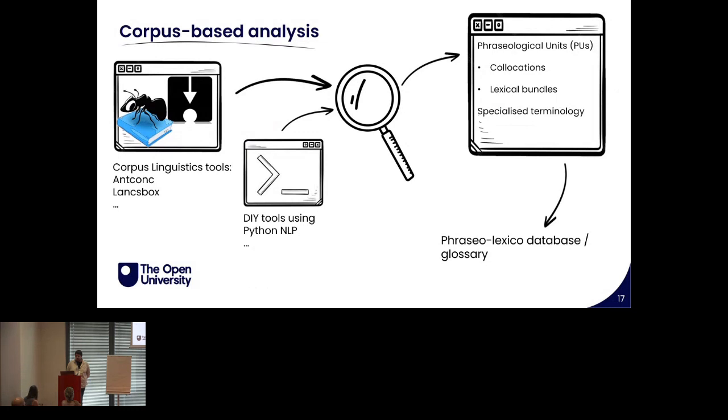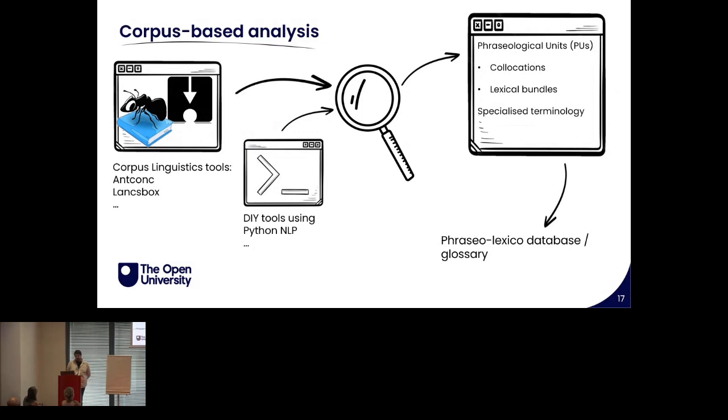To perform linguistic analysis, I'm especially looking at phraseology, and phraseology is the study and usage of fixed expressions, formulaic language, and recurrent patterns in language to extract certain types of phraseological units, also called PUs, such as collocations and lexical bundles, but also looking at specialized terminology, which is very important when we talk about scientific domains. And all of this data and annotated data will be used to create this phraseolexical database or glossary.